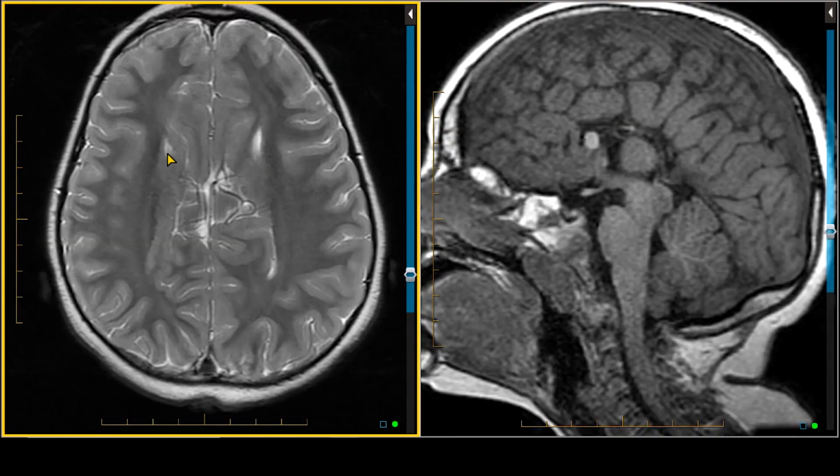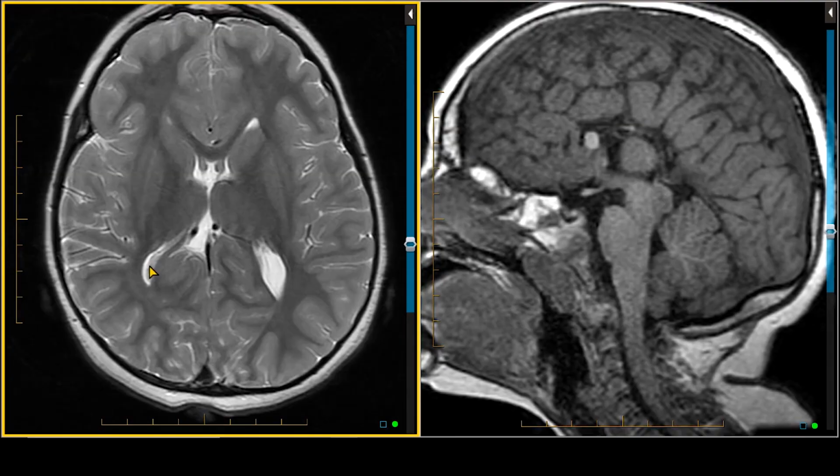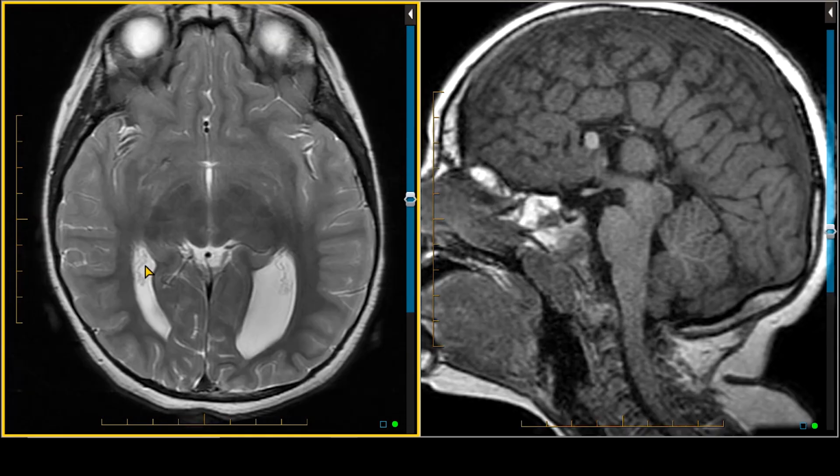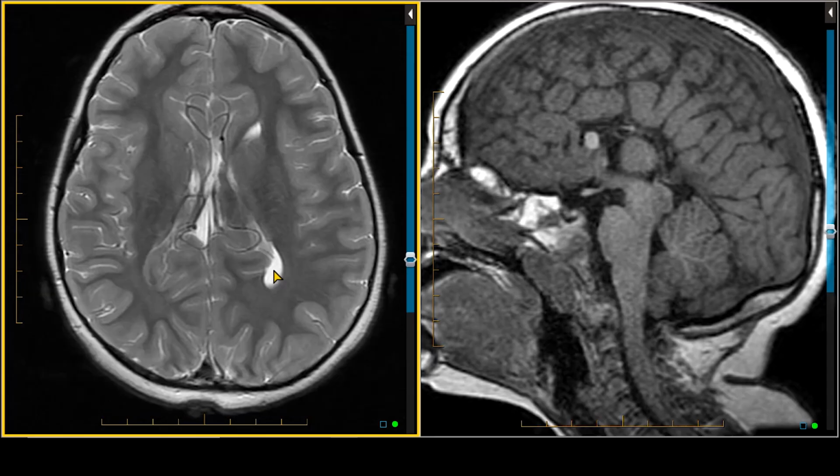We have a parallel appearance of the body of the lateral ventricles, and we have mild enlargement of the atria and occipital horns of both lateral ventricles, left greater than right, sort of a milder version of colpocephaly than in some of the other cases that we've seen.